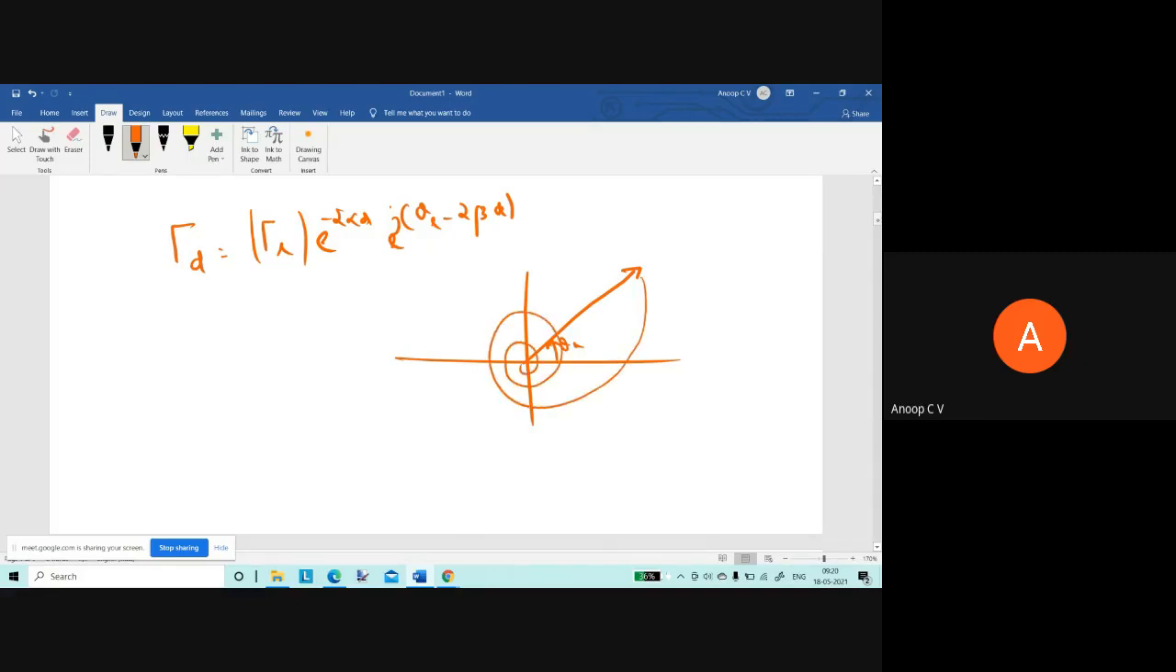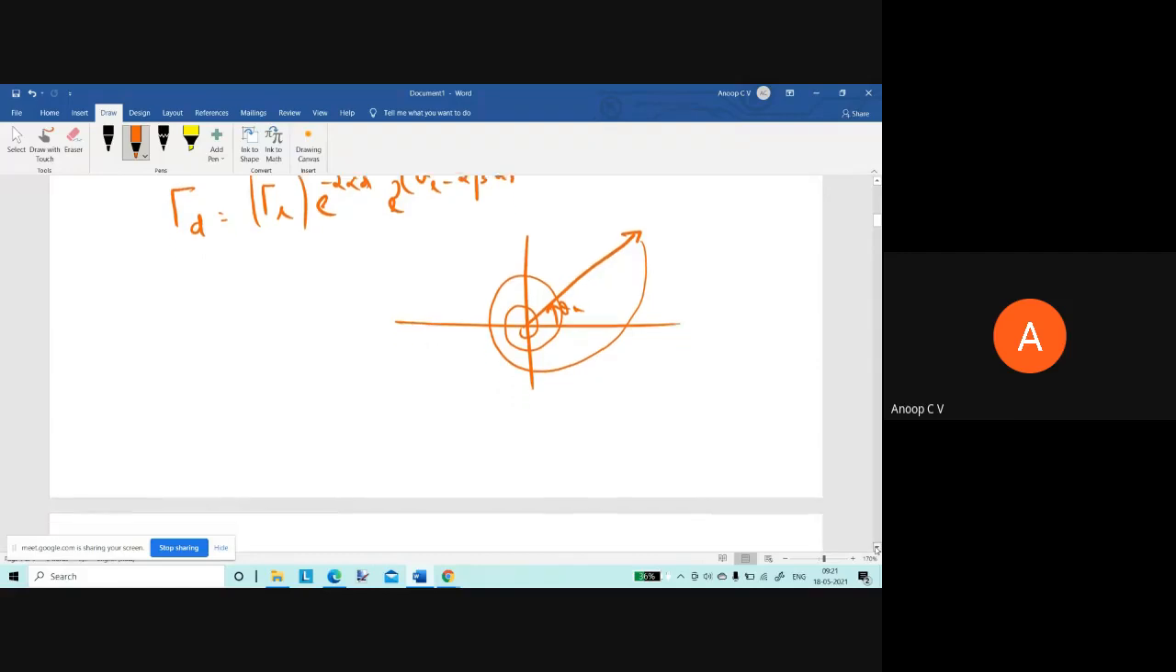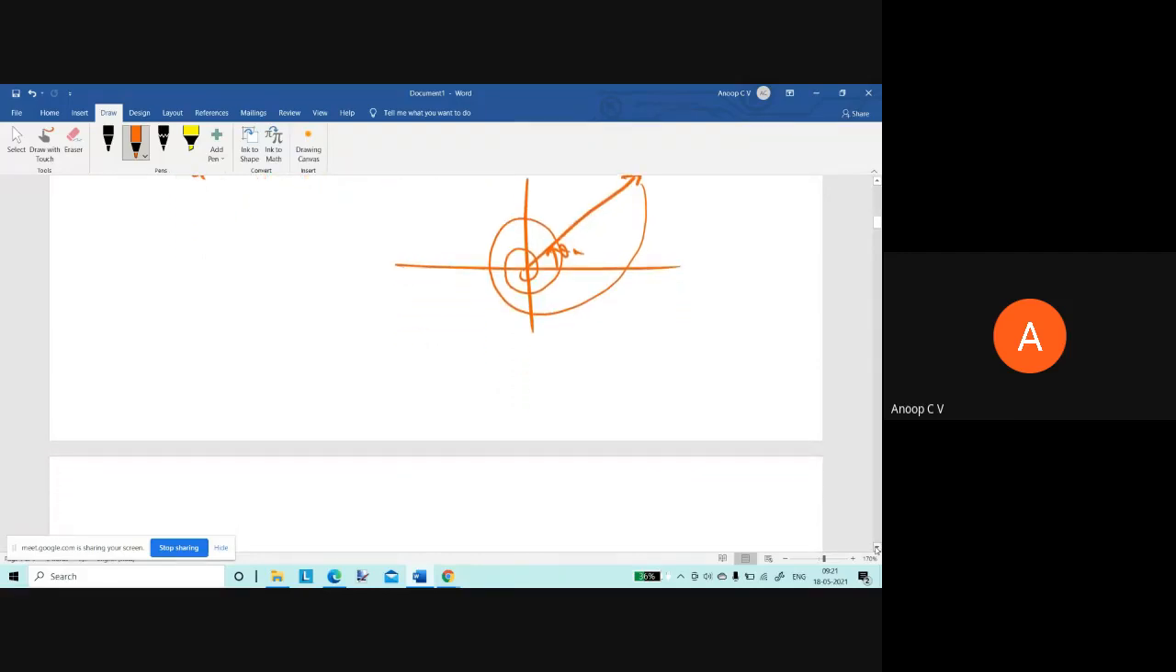The phasor tip will rotate like this. What is the meaning of d increases or d decreases? I would like to make it a bit more clear. So what is meant by increasing d or decreasing d in a transmission line?